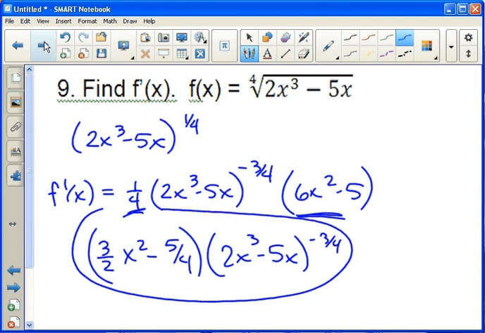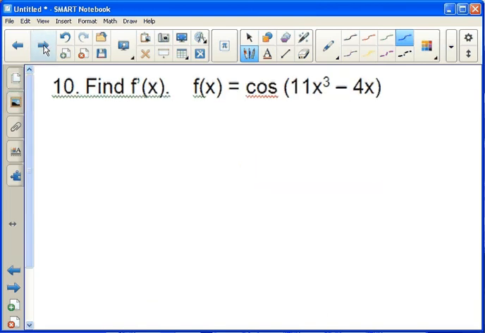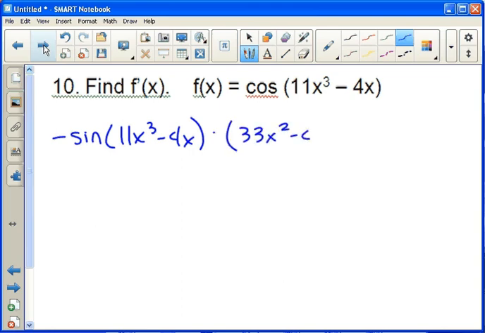Alright, one more and then we'll put the rest of this on part 2 video. So we find the derivative. The outside function is cosine. The derivative of cosine is negative sine. We leave the inside completely alone. Now we multiply by the derivative of the inside. We get 33x squared minus 4. And if you want to bring that out front and apply the negative to it, you can. Doesn't really matter to me either way.